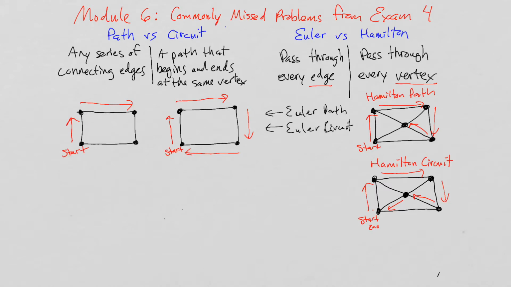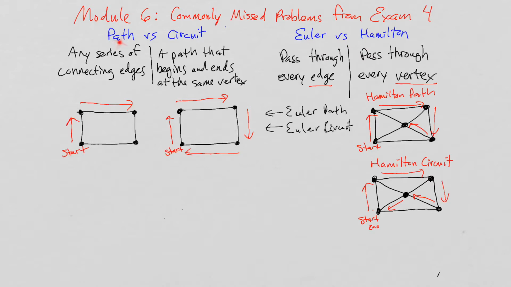Okay, this video is for Module 6. This is commonly missed problems from Exam 4 that you're going to see in this module. So let's take a look at a couple concepts, path versus circuit and Euler versus Hamilton.